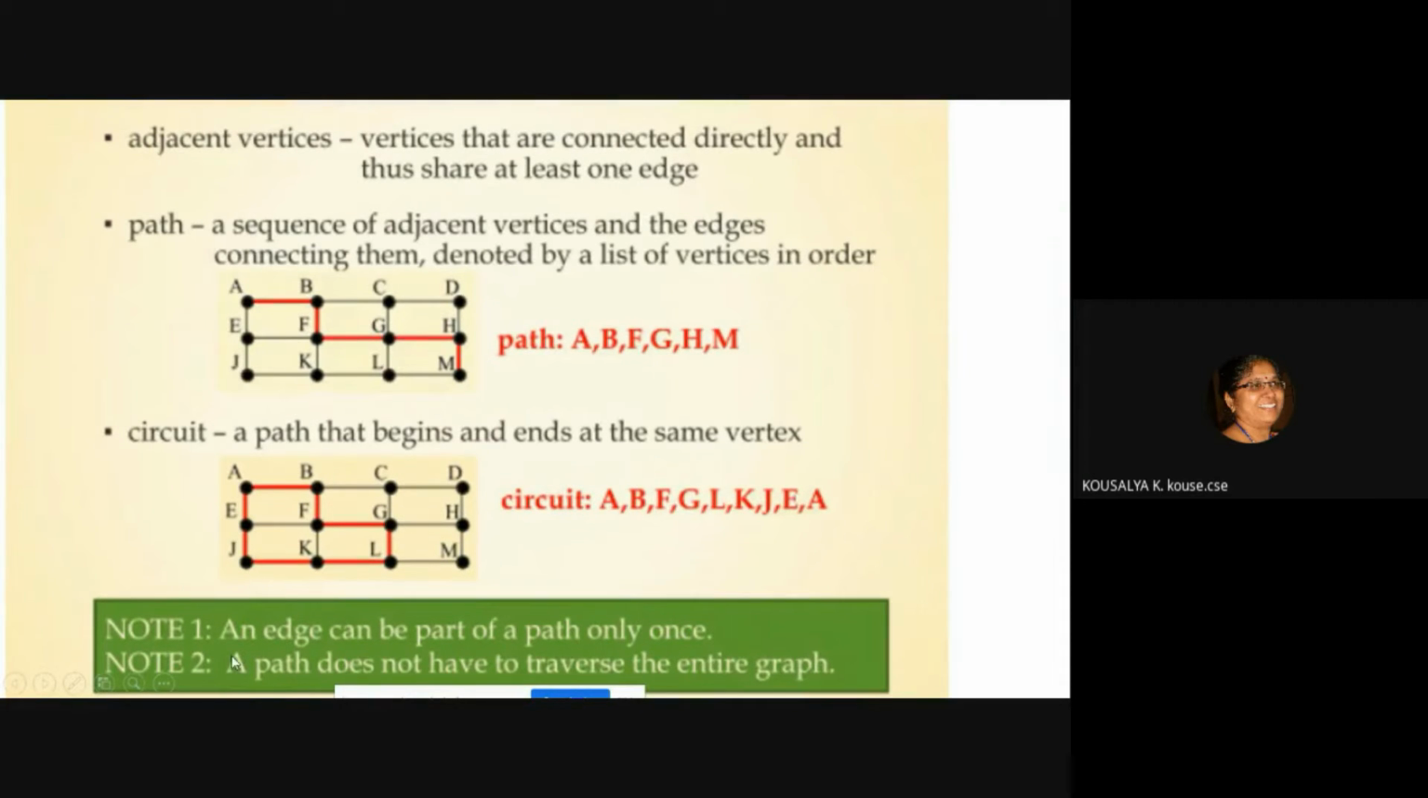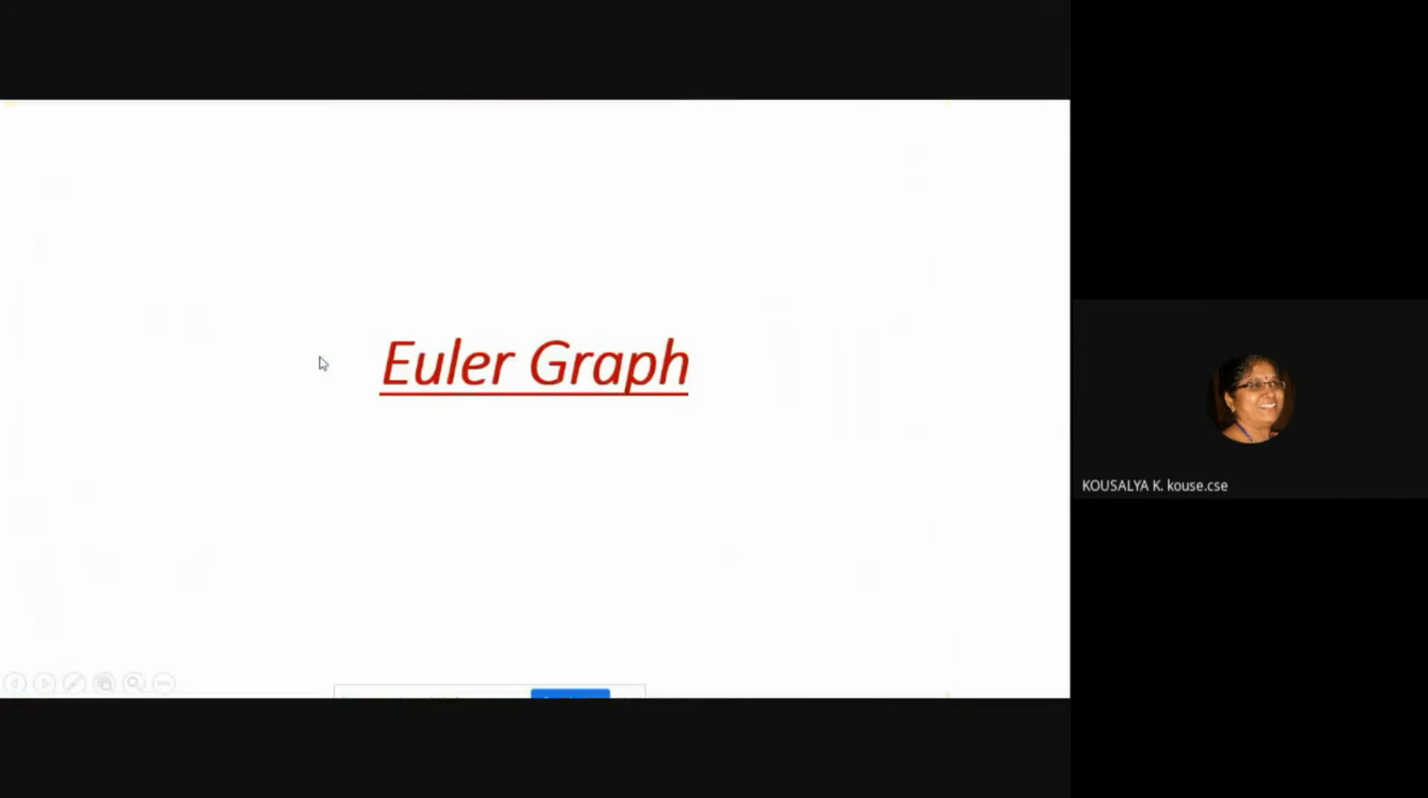An edge can be a part of a path only once. A path does not have to traverse the entire graph. These two points you want to note. Now we go to the Euler graph.